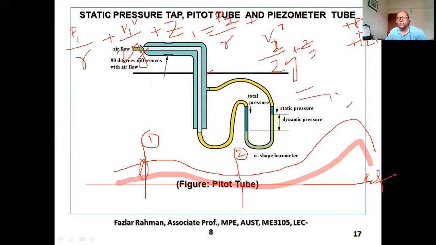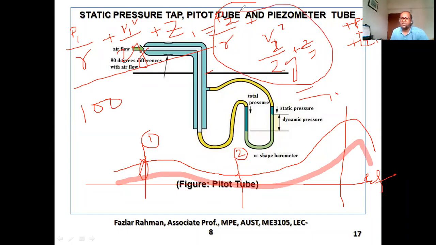And you apply right over here, then you say P3 by gamma plus V3 square by 2g plus Z3 equal to 100. Okay, so all three on the left side come to 100. Obviously, this summation has to be 100. So on the right side, this will be 100.